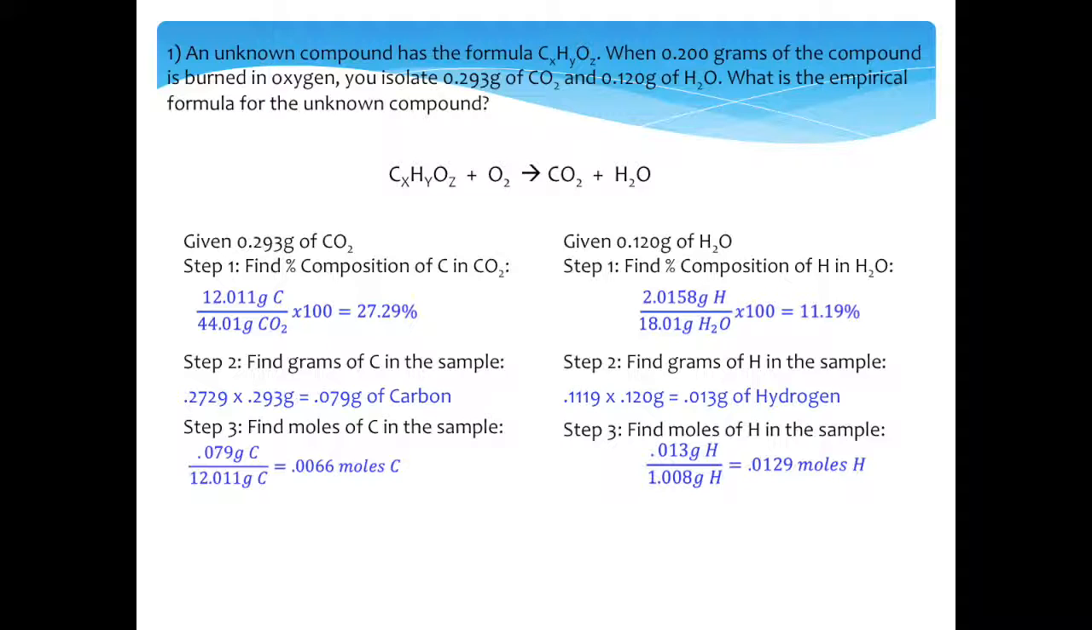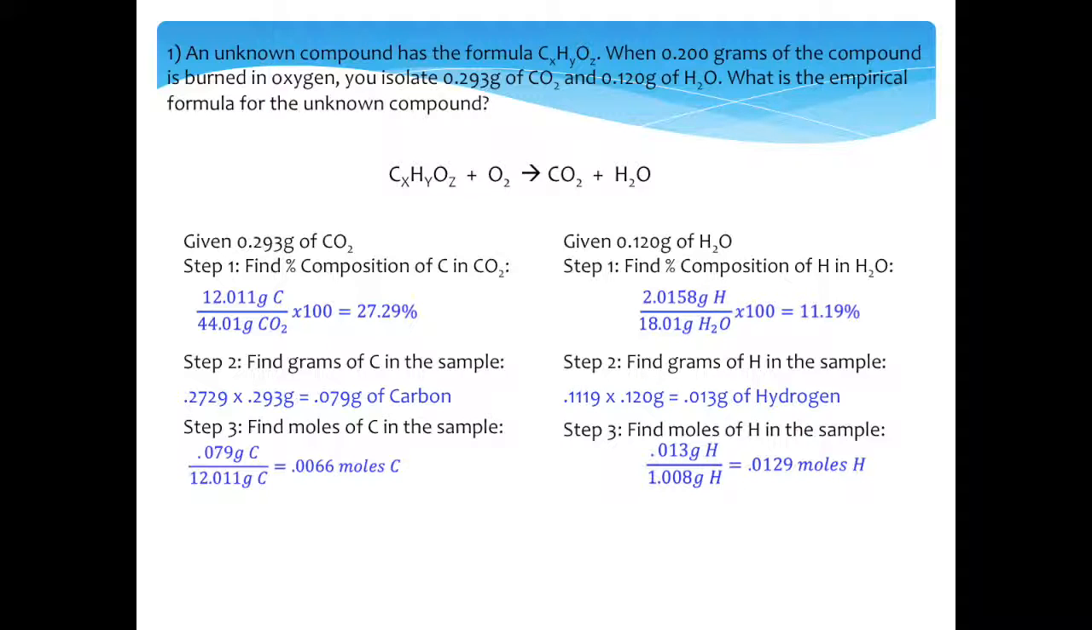Step 3 would be to find the moles of carbon in the sample. So we would do 0.079 grams of carbon divided by 12.011 grams of carbon, which would give us 0.0066 moles of carbon. We would then repeat this problem in the same way, but now with H2O. So we'd find the percent composition of H in H2O. So we would do 2.0158 grams of H over 18.01 grams of H2O multiplied by 100, which would give us 11.19%.